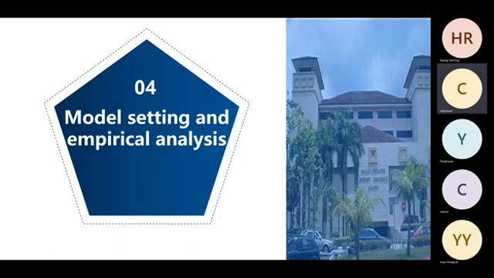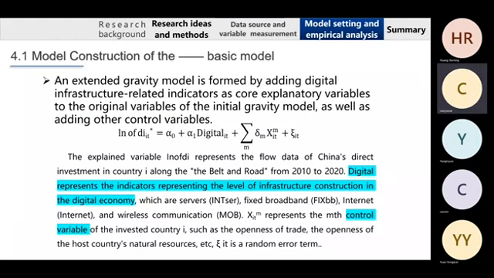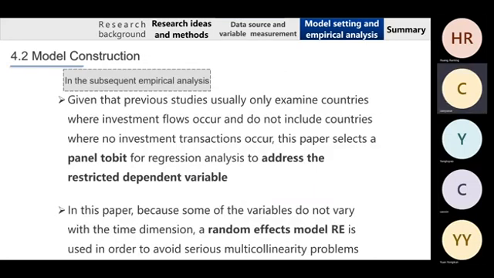I'm going to talk about the model setting and empirical analysis. In this picture, firstly, I want to present the model construction, which is called the basic model, as shown in this picture. Digital represents the indicators representing the level of infrastructure construction in the digital economy. Next, we are going to talk about the model construction.